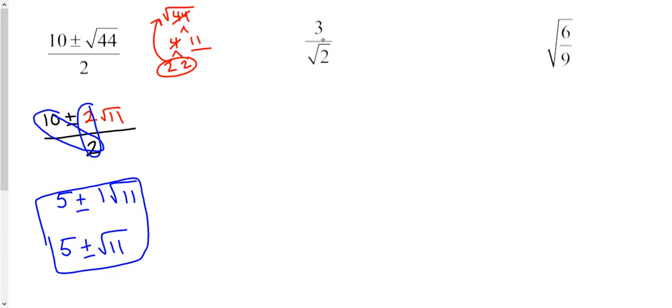All right, next example, I have 3 divided by the square root of 2. You're not allowed to have a square root sign on the bottom. So what we do is we're going to actually multiply this by a fraction. And whatever square root's on the bottom, that's what we're going to multiply by. So we're going to multiply by a square root of 2 on the bottom, and then that same thing to the top.